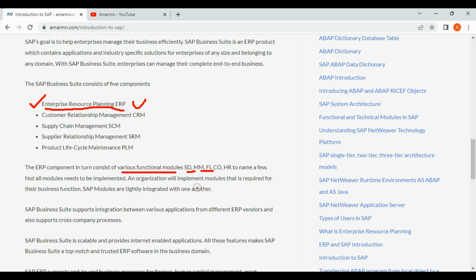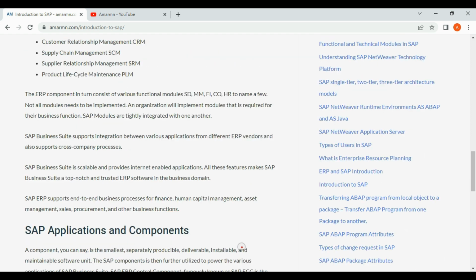Next, we should also know that SAP Business Suite consists of various applications from different vendors and also supports cross-company processes. SAP Business Suite is highly scalable, needless to say, and obviously it is internet enabled. Once again, as a quick recap, SAP ERP supports end-to-end business processes for the core business activity of an organization, dealing with finance, human capital management, asset management, sales, procurement, and other business functions which are vital to run an organization.